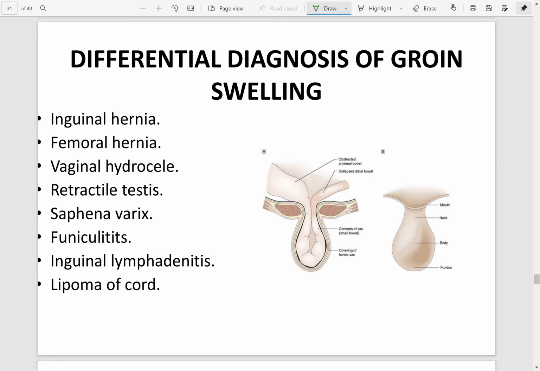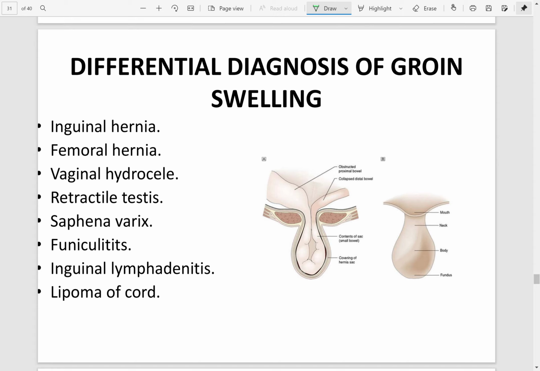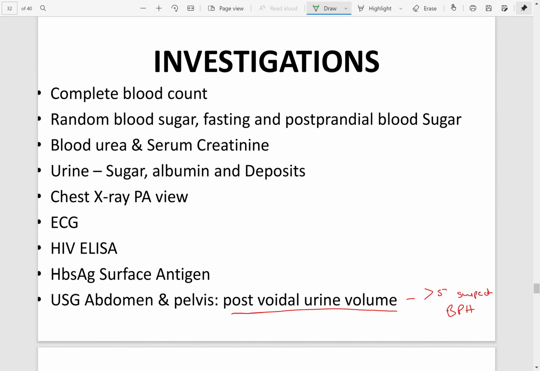And then these are the various differential diagnoses. If they ask you what the differential diagnoses for inguinal hernia are, then you can say a femoral hernia, a vaginal hydrocele, and then retractile testis, saphena varix, funiculitis, inguinal lymphadenitis, lipoma of the cord. All these are differential diagnoses, and you need to know a little bit more about them. Then investigation. Usual investigations which we do, just this last one point which we need to mention is the post-void urine volume. If it's more than 5 ml, then you need to suspect BPH. BPH is again a precipitating factor for hernia occurrence.